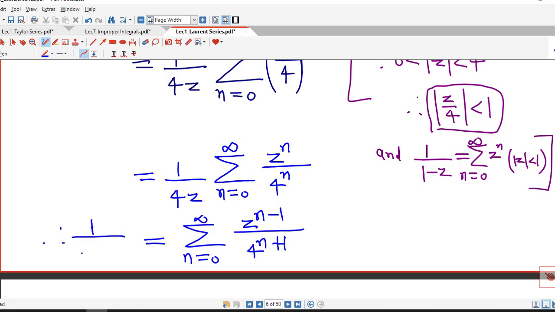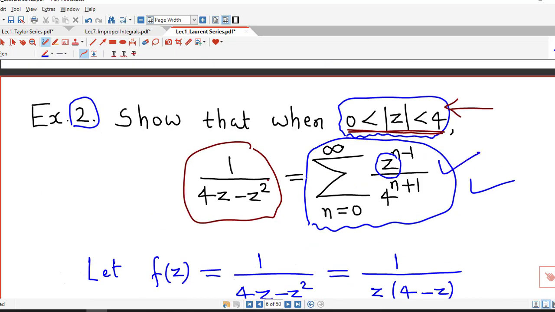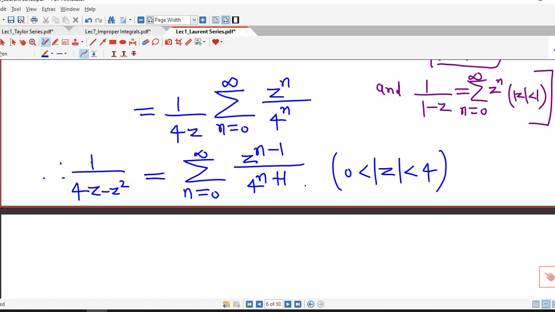So therefore our representation is obtained, and this is valid in the annular domain 0 less than mod z less than 4. So we have shown that the Laurent series of 1 over 4z minus z square is given by sigma z raised to n minus 1 by 4 raised to n plus 1, n equal to 0 to infinity, and this is valid in the annular domain 0 less than mod z less than 4.